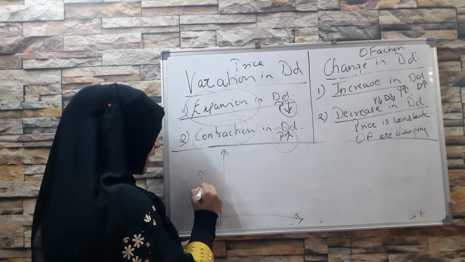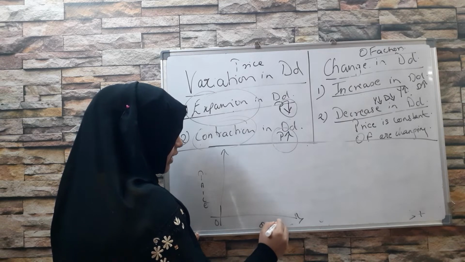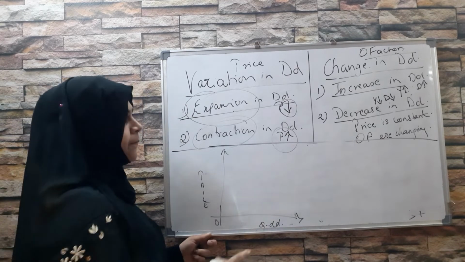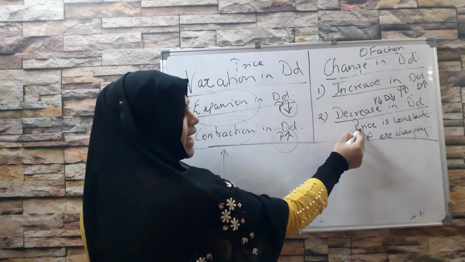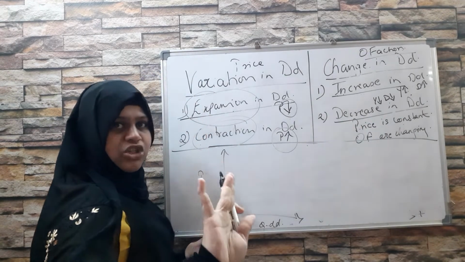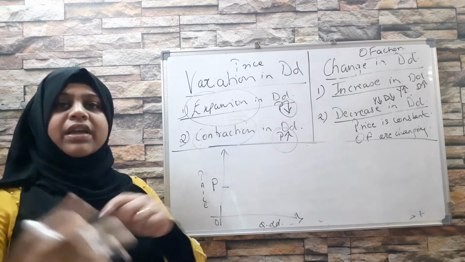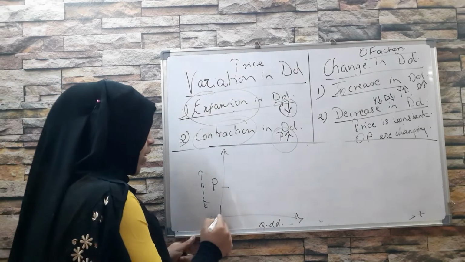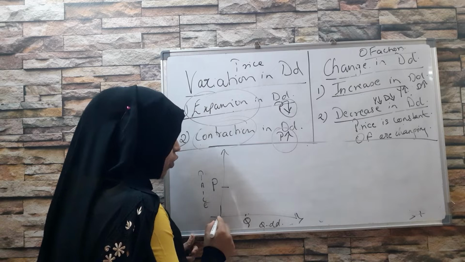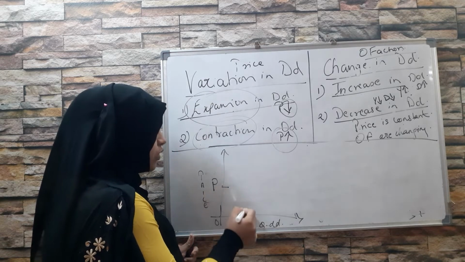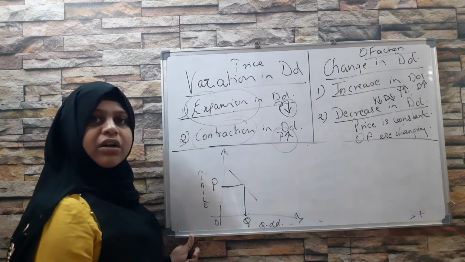Here you are plotting price. Here you are plotting quantity demanded. A very important thing, increase in demand. Here, because price is constant, price is not changing, OP will remain as it is. OP is not going to change. When price was OP, that time quantity demanded was OQ. When price was OP, the quantity demanded was OQ, and this was your demand curve.